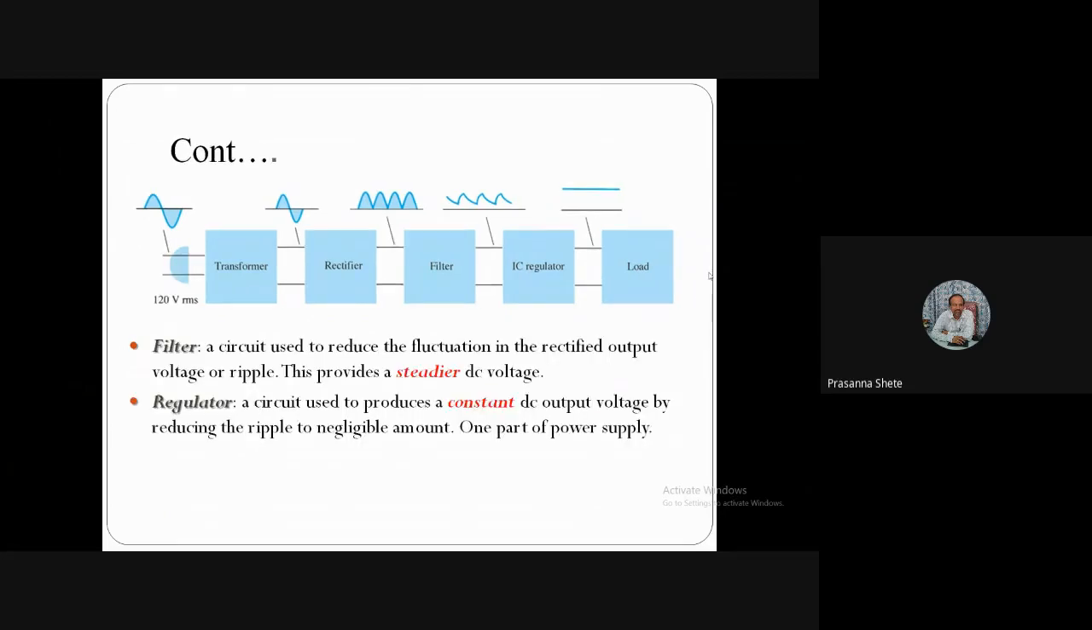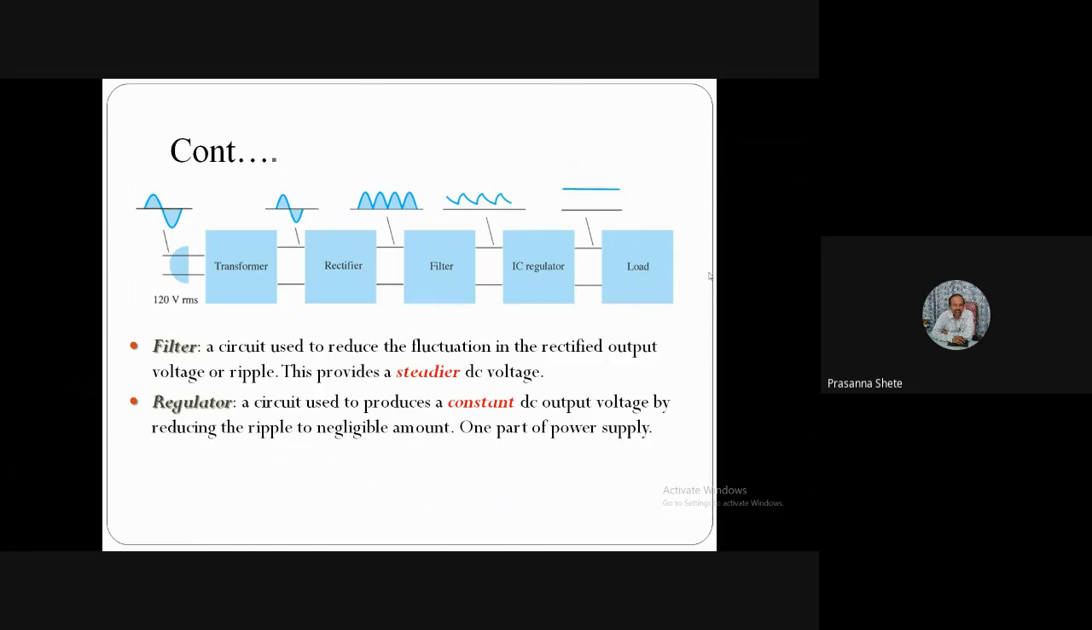Then the next block, that is the third block in the block diagram shown on the screen, is the filter. This filter reduces the fluctuation in the rectified output voltage, which is called ripple. So in order to provide a steady DC voltage, we are using a filter. Different types of filters which we have studied are the capacitance filter, inductance filter, L section filter, pi section filter, and so on.